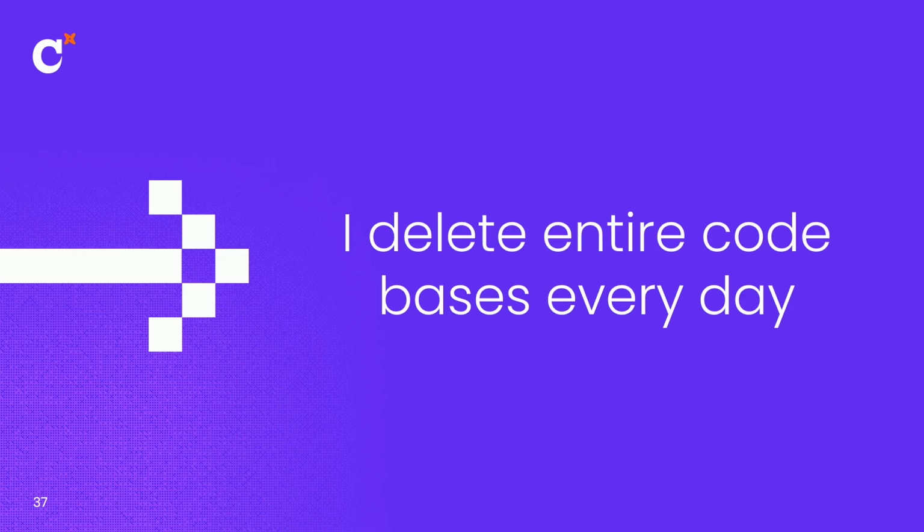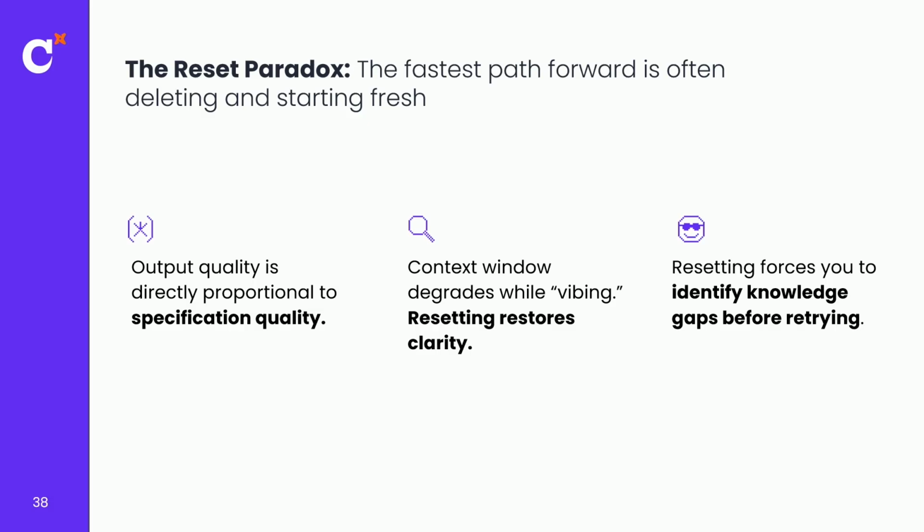Now, that sounds dramatic. What do I mean by that? Well, we've coined something here at Mammoth called the reset paradox, where we believe the fastest path forward is often stopping, deleting what didn't work, updating your spec, and starting from zero. So we truly do believe that the output of the agents is directly proportional to your specification quality. So if you do have gaps in your specification, that's where the LLMs can start to go off the rails, start to infer what it thinks you want, and just starts to build stuff that we absolutely don't want.